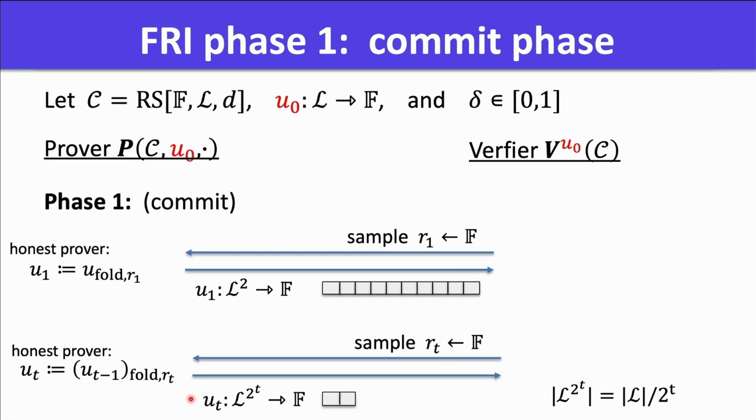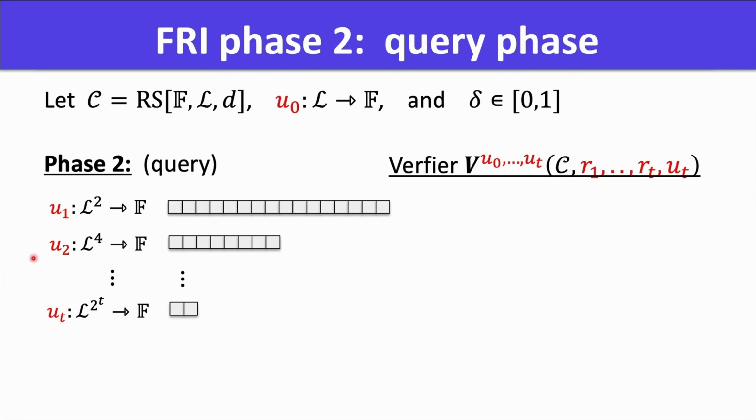And then we might as well have the prover send UT explicitly to the verifier. So that's the end of the commit phase. And so really at the end of the commit phase, what the verifier has is oracles to the original U0, as well as oracles to U1, U2 up to UT.